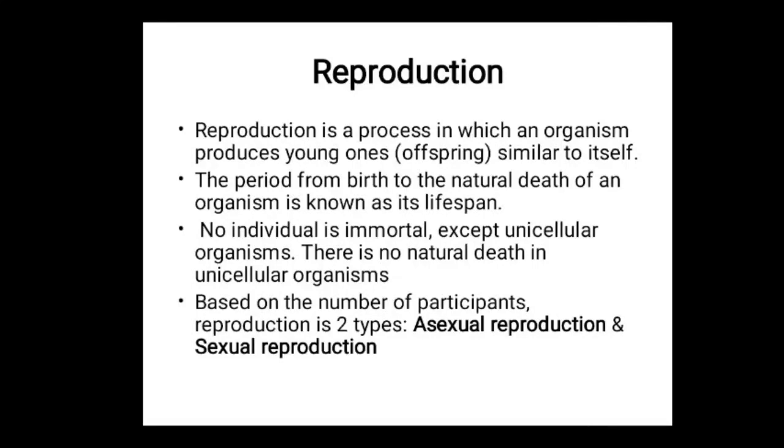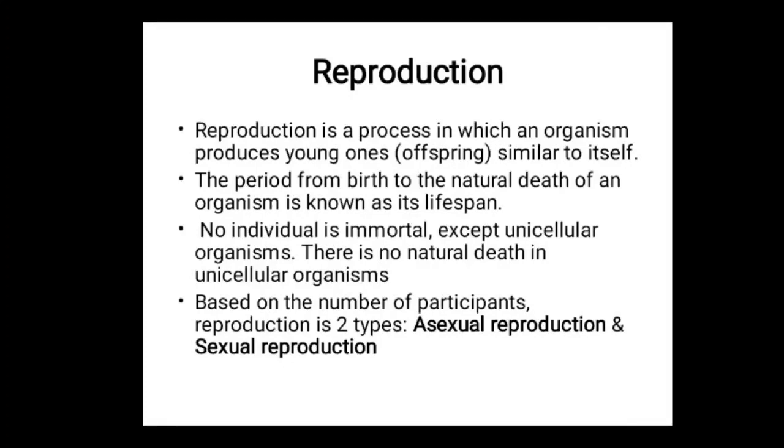Considering mortality and immortality, no individual on this planet is immortal except some unicellular organisms. Unicellular organisms are those whose body consists of a single cell. There is no natural death of these unicellular organisms. Examples are bacteria and protozoa. These are unicellular organisms. They don't have any mortality.